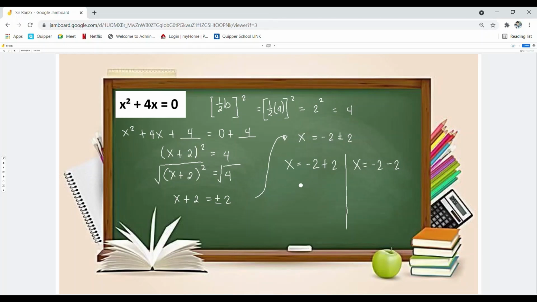Then you can now simplify it. So your x is 0. And on the other side, your x is negative 4, putting together the negative numbers. So your solution, you have 0 and negative 4. These are your roots for that equation x squared plus 4x equals 0.